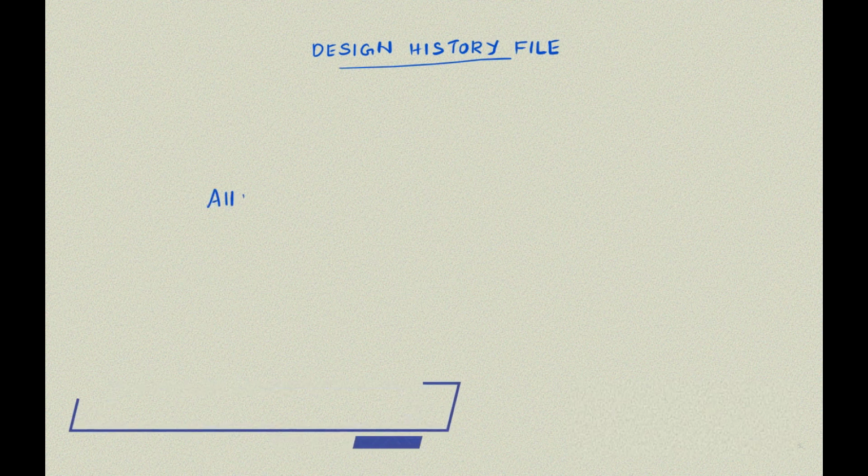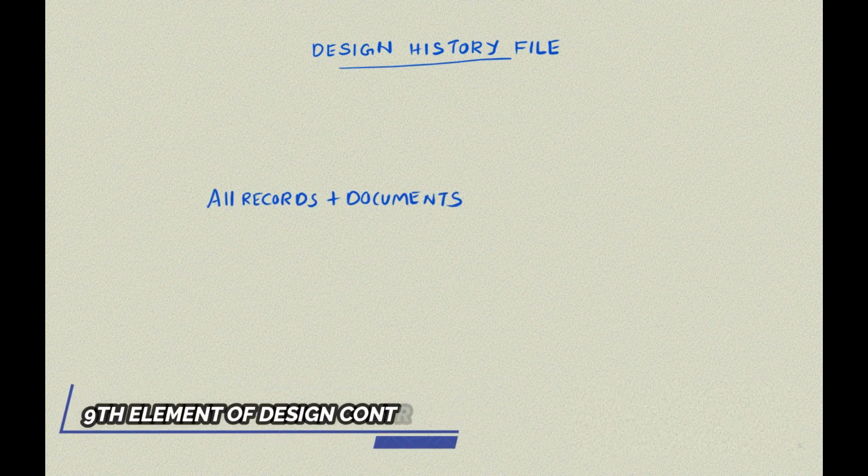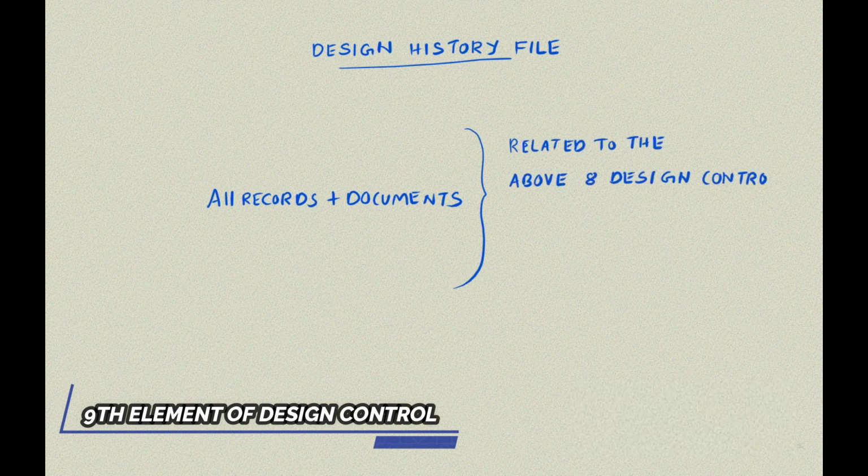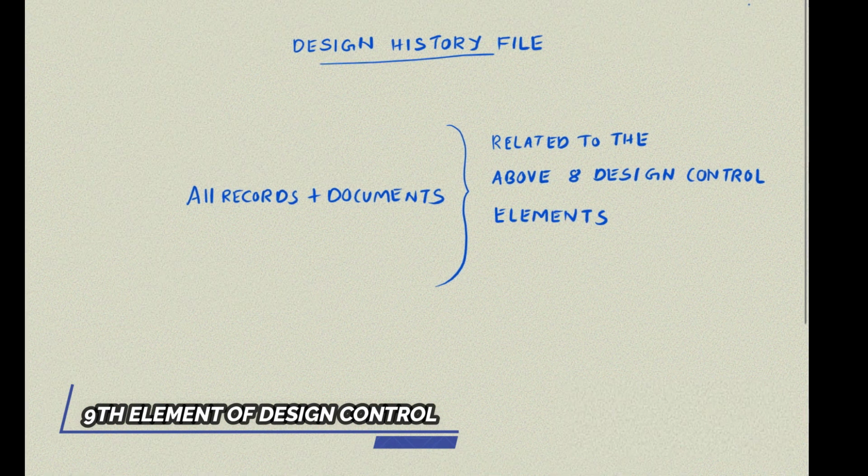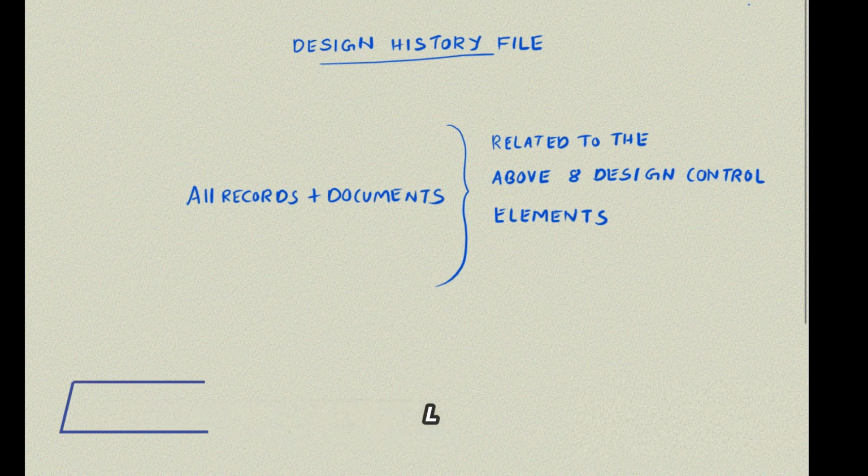Next is the last one, the design history file. The design history file contains all the records which describe the design history of the finished device. It includes all the records, relevant documents, and all other information which is necessary to demonstrate that the design was developed in accordance with the design plan and quality system requirements. If you would like to know more about the design history file, you can watch the other video where I explained in a little more detail the mandatory files to be placed for the FDA inspection.